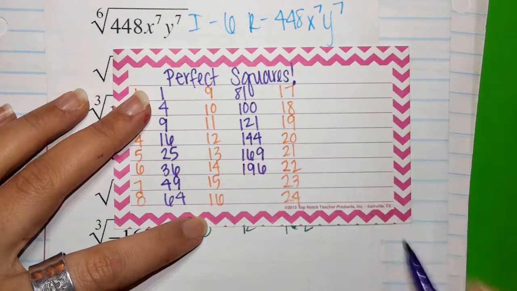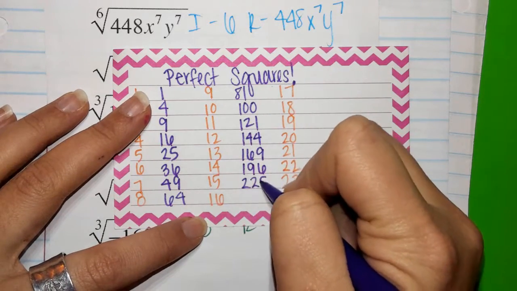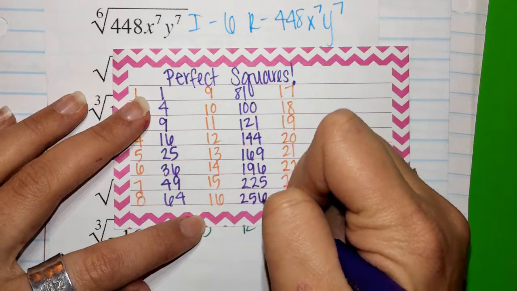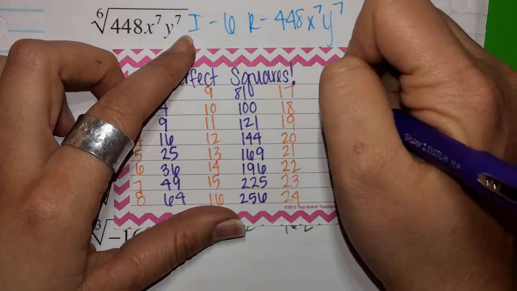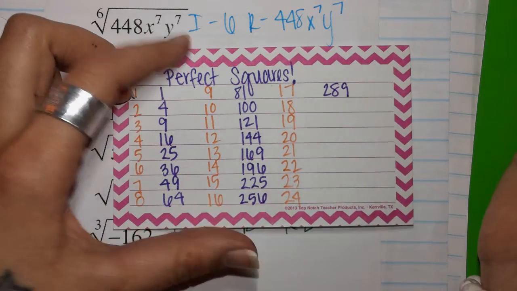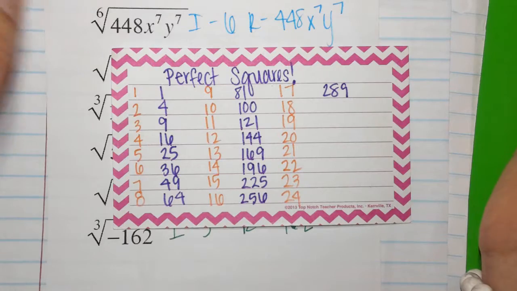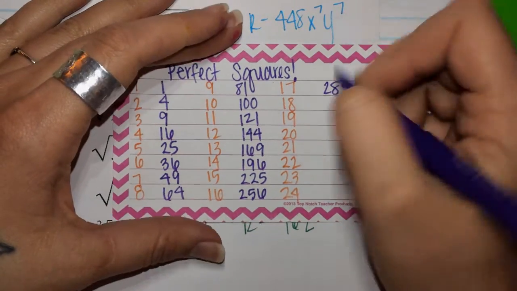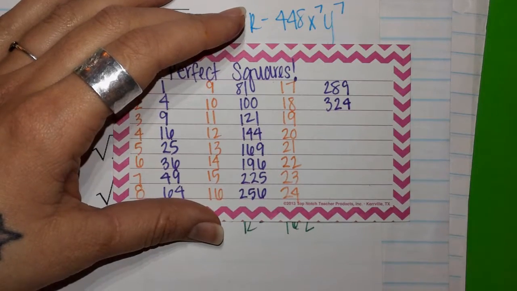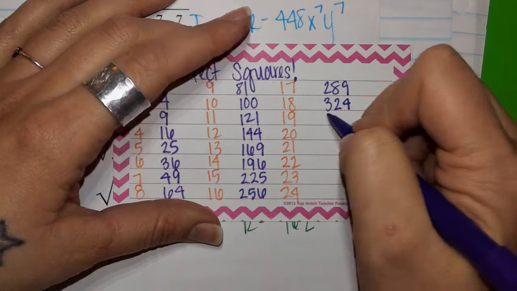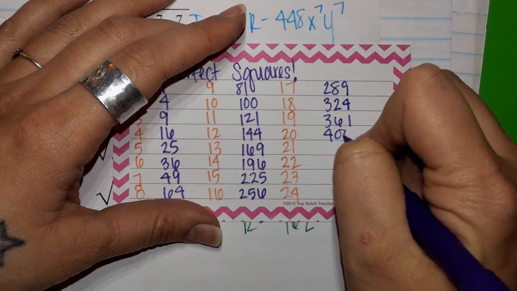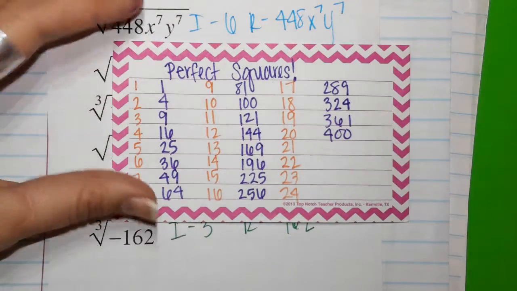15 squared is 225. 16 squared, that's 256, right? 17 squared is 289. 18 squared is 324. 19 squared is 361. What do you think 20 squared is? 400. Take a point. 21 squared.